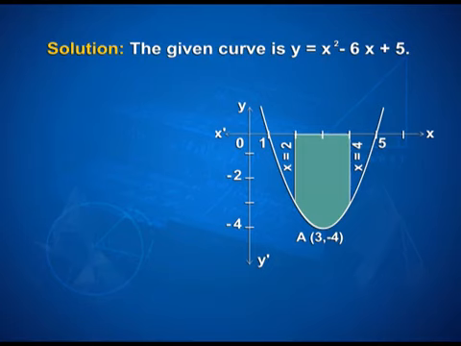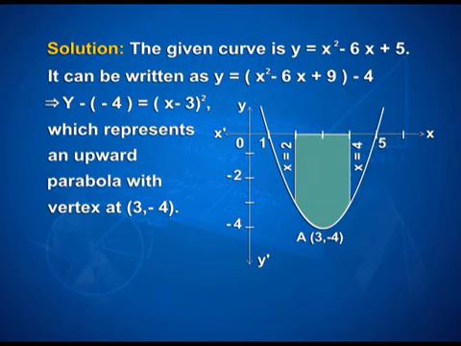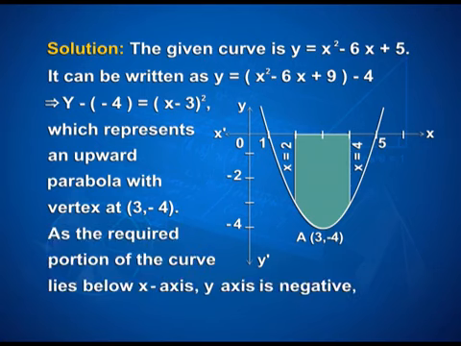For the solution, the given curve is y is equal to x square minus 6 x plus 5, it can be written as y is equal to x square minus 6x plus 9 minus 4. Look here, 5 is written as 9 minus 4. So that y plus 4 can be written as x minus 3 whole square, which represents an upward parabola with vertex at 3 comma minus 4. As the required portion of the curve lies below x axis, y is negative.